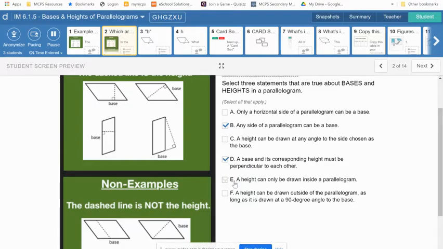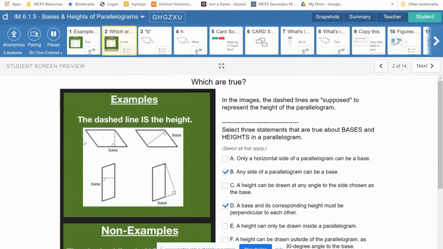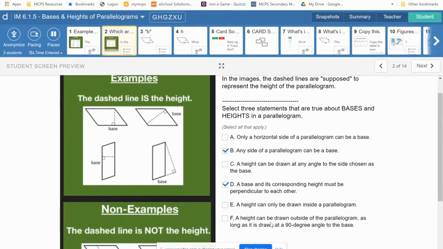Letter E, a height can only be drawn inside of a parallelogram. Well, if we look at our examples, I notice that this dashed line for the height is outside, and they say these are examples, so I'm going to say E is not true. I know you can draw the height outside of the shape as well.